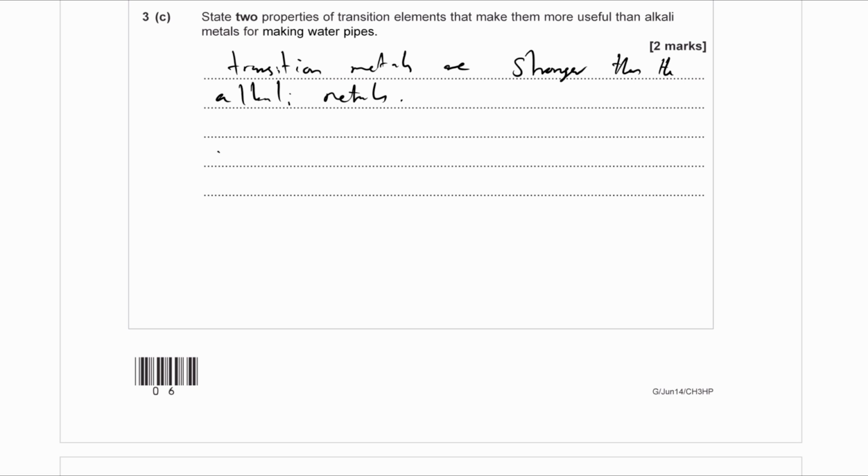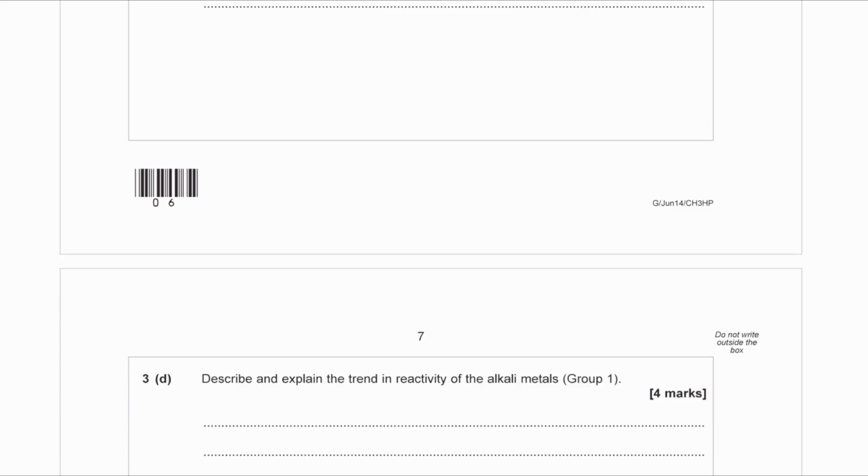So, transition metals are less reactive. Alright, and that's good for 2 marks.